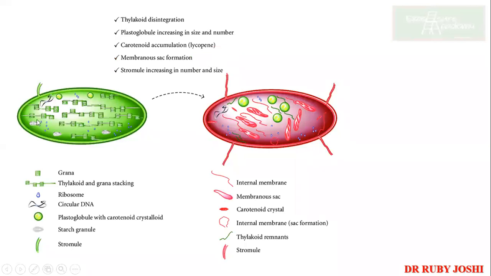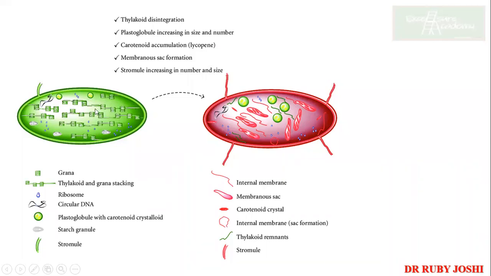Now, this is something which you have to remember. Suppose the chloroplast is present in, let us say, a raw mango, and now it is getting ripened. The thylakoid membrane and the chlorophyll present over here start getting degraded and get converted into carotenoids. So you can see that thylakoid disintegration will start. Okay, carotenoid accumulation, that is lycopene. You must have always heard about it in the case of tomato, but that is nothing but carotenoids only. Then membranous sac formation, then stromule increasing in number and size, all this will start changing over here.